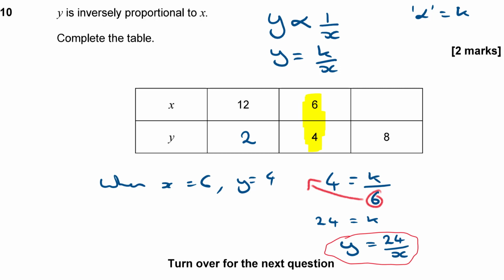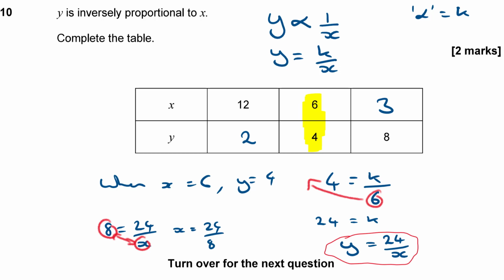And what about the other way around? So if y is 8, what is x? Okay, so if 8 is equal to 24 over x, just cross multiplying, switching them around, I'm going to get x equals 24 over 8. 24 divided by 8 is 3. So x is 3 when y is 8.